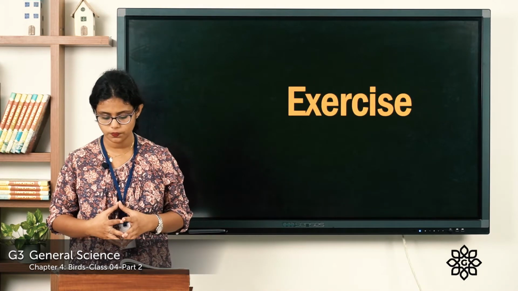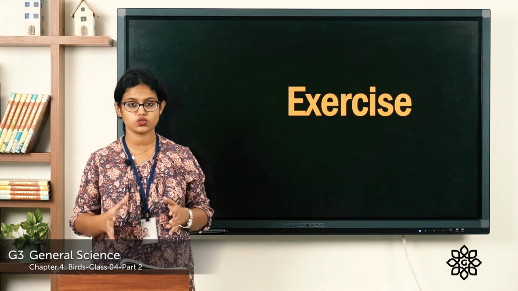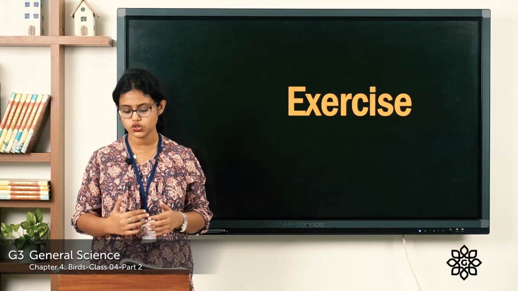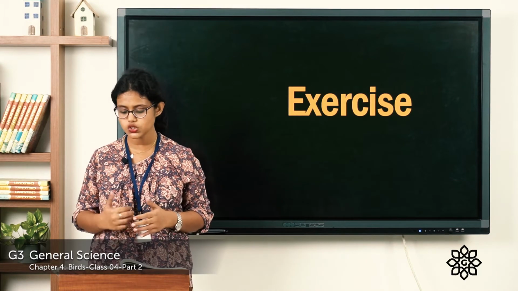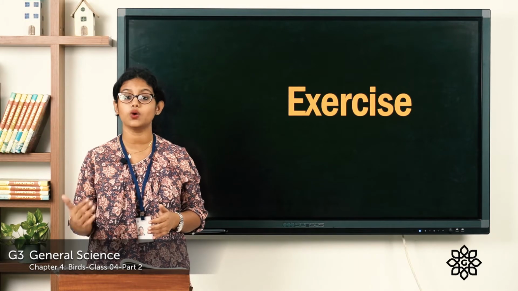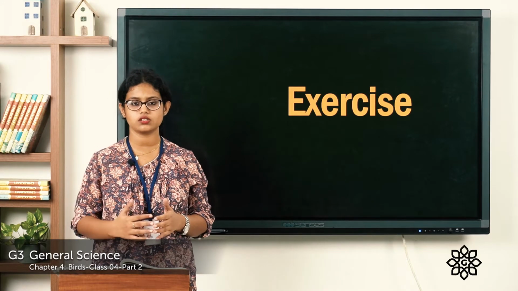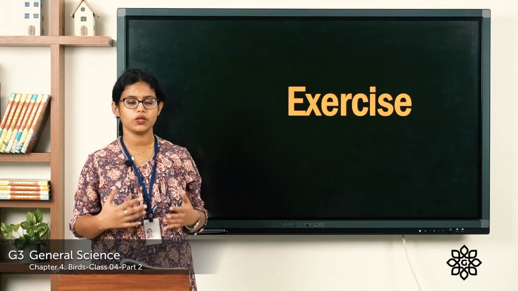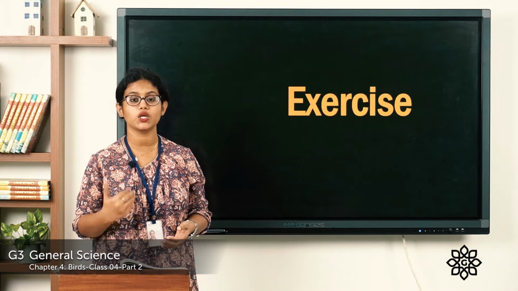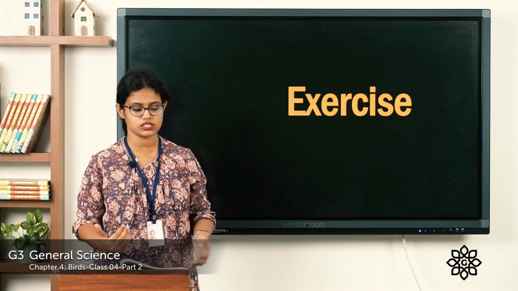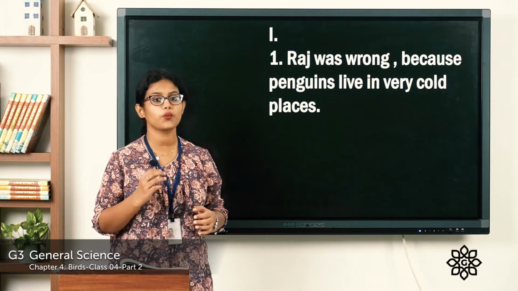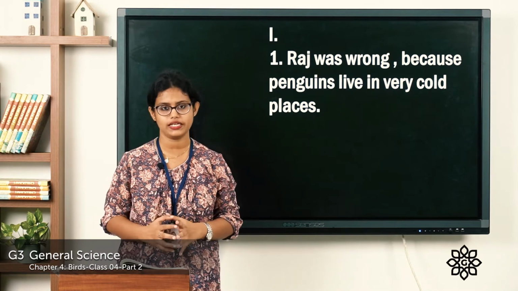Coming to the next one, think and answer. So let's read out and discuss the answer. Raj and Jahan live in a village in India. One day, Raj told Jahan that he had seen some penguins in the lake near the village. Was Raj right? So what is the answer? Can we see a penguin in a village? No. Where do penguins live? Penguins live in cold places. So you can write the answer as Raj was wrong because penguins live in very cold places.